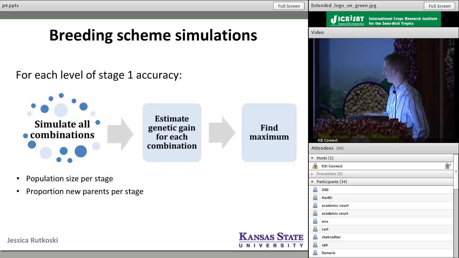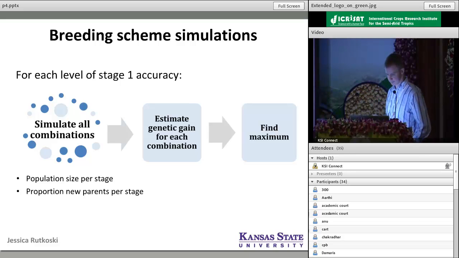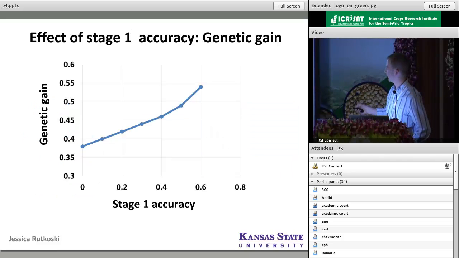So you vary the population size, you vary the portion of parents selected at each stage. And so just 2 slides here showing some of her results. The first was stage 1 accuracy. Obviously, if you increase that accuracy, your genetic gain is going to increase because you're selecting more and more individuals from that first stage. And actually, you see here, current accuracies are probably on this low end here.